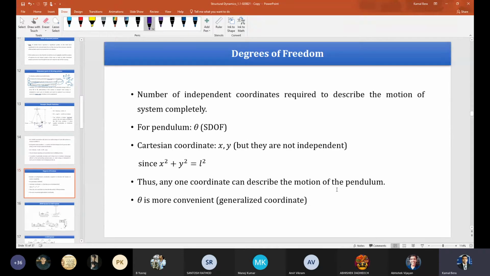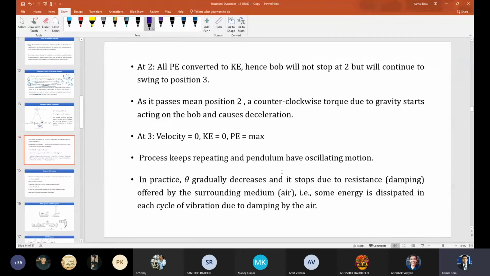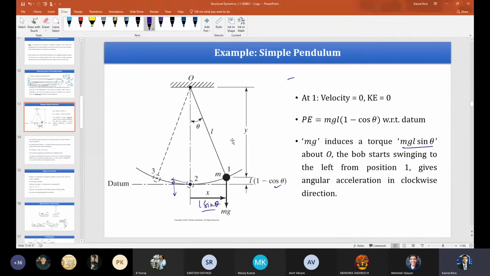Now there is an important point, called the degrees of freedom. Before coming to that, I will just ask you: for this system, how many degrees of freedom? If you do not understand degrees of freedom, I will define that. Tell me how many coordinates are required to describe the motion of this mass completely.